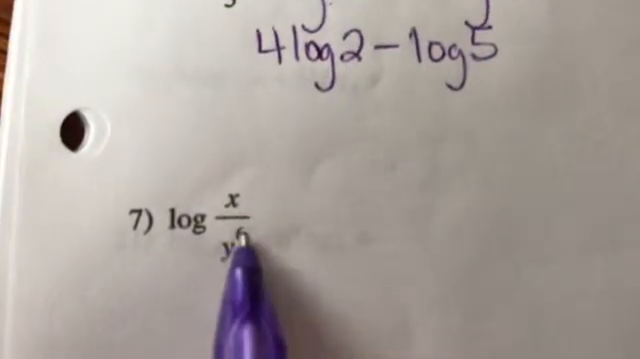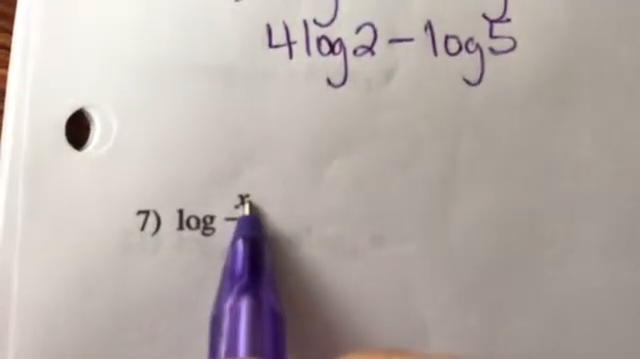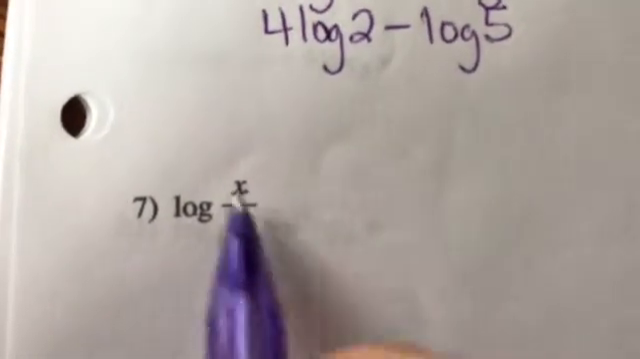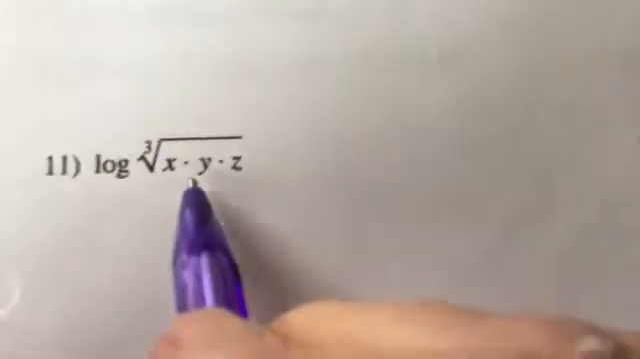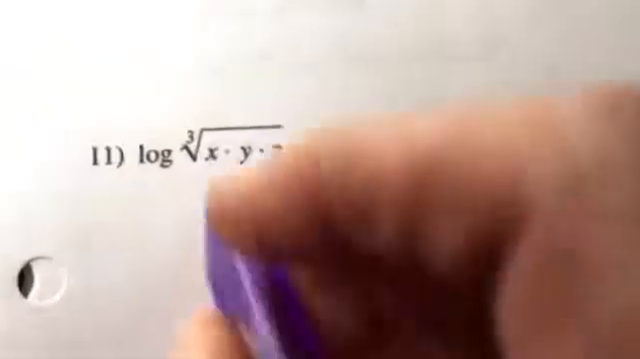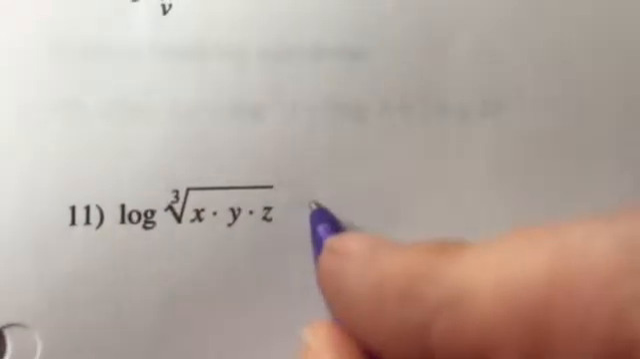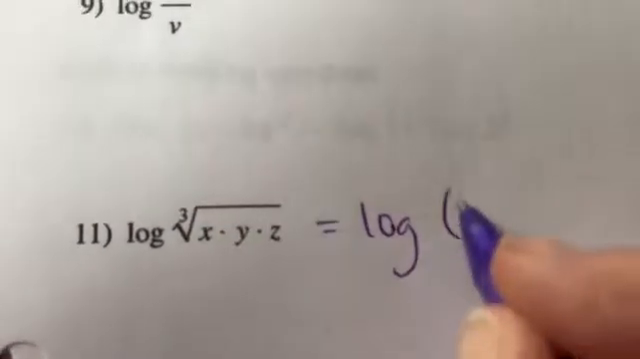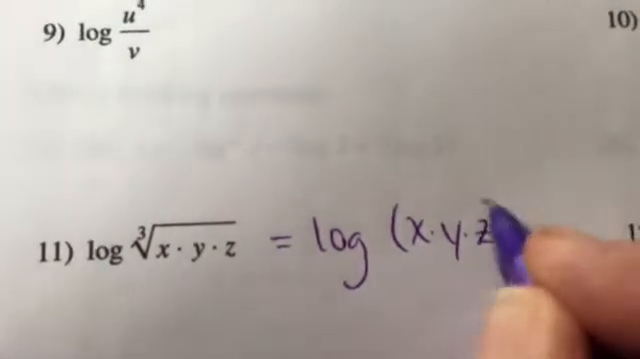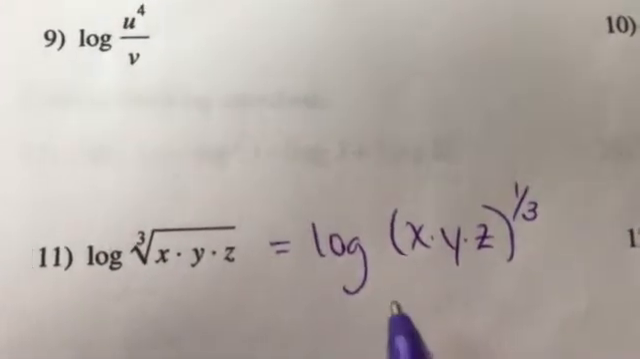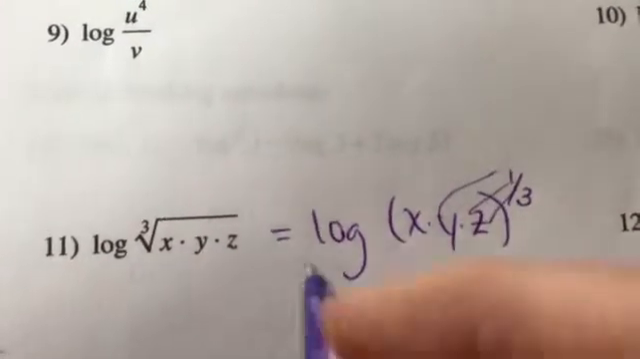Let's try another one. Actually, this is the same thing. This one's going to be the log of x minus, and then you're going to bring the 6 out front, 6 log of y. So I'm not going to even worry about that one. Let's try this one. This one's a little tricky. Notice, since this is the cube root, that this is the same thing as log of x times y times z to the 1/3. Okay?